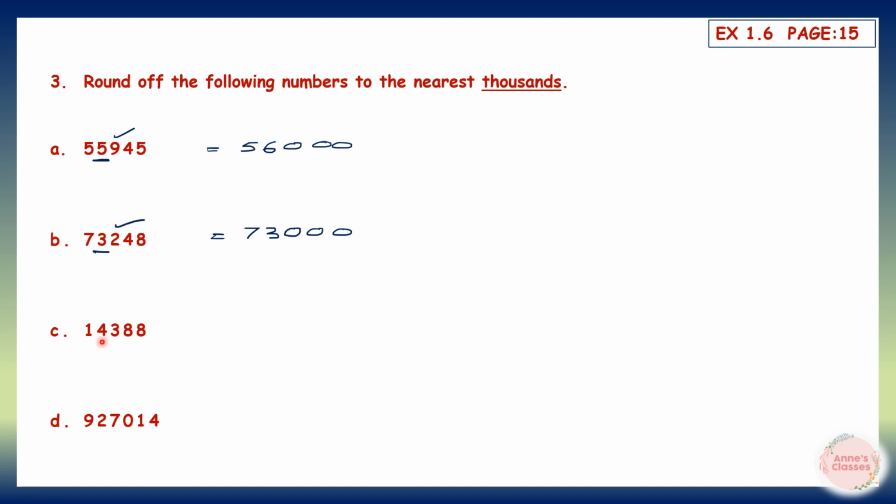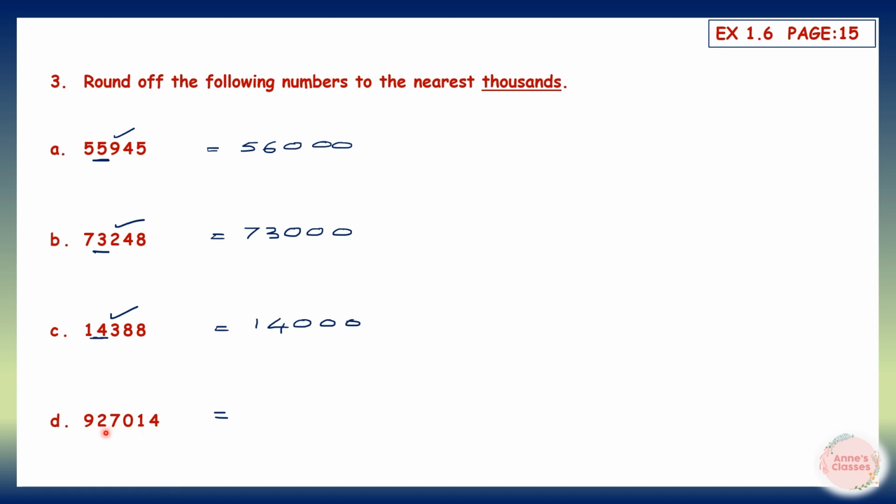Next one, digit in the thousands place. Ones, tens, hundreds, thousands. We have 4 in the thousands place and the digit next to it is 3 which is less than 5. That means this 4 will not change. So this will be 1, 4. Now after 4 there are 3 digits, put 3 zeros. So we have 1, 2, 3 zeros. 14,000.